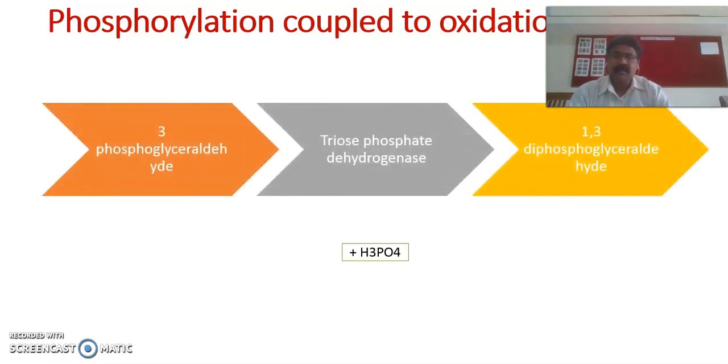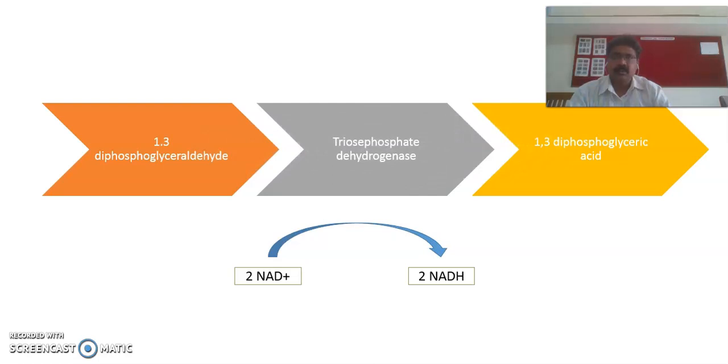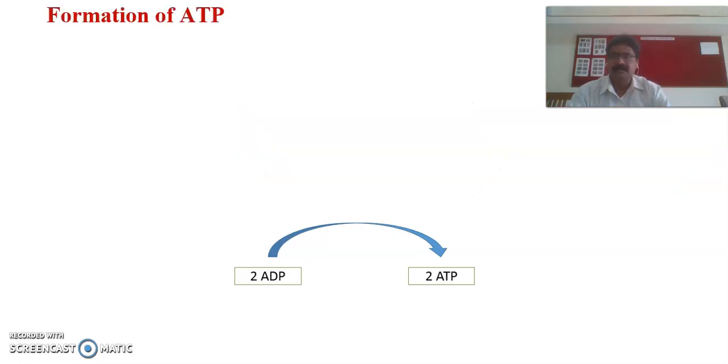See, in this step, 2 hydrogen atoms are liberated, which are accepted by NAD, which is reduced to NADH. So in this reaction, 3-phosphoglyceraldehyde is converted into 1,3-diphosphoglyceric acid, and this reaction is mediated by triose phosphate dehydrogenase.